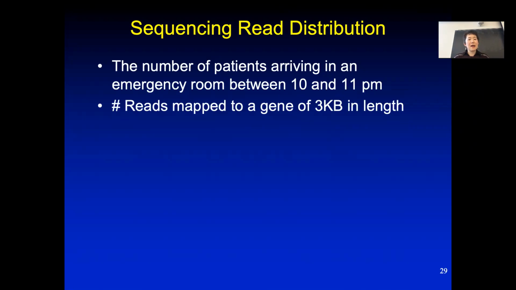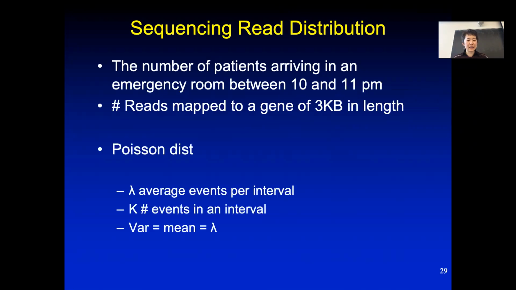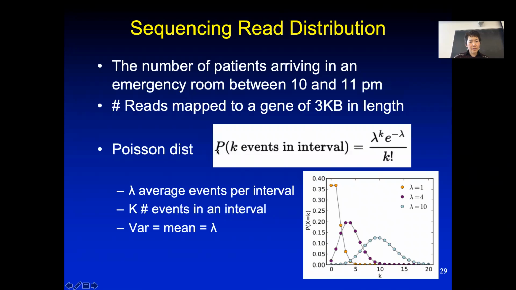Within the 3 kb, it has some properties. Do you know what that distribution is? It's a Poisson distribution, yes. Poisson distribution has only one parameter, which is lambda. It's the average number of events per interval. So the Poisson distribution, if you write it out, is like this. This is the actual parameter.